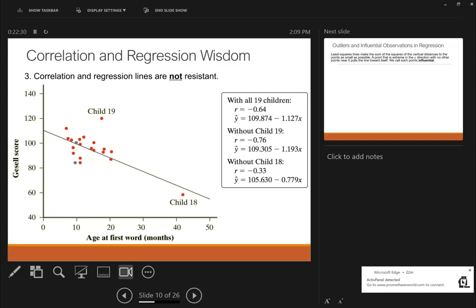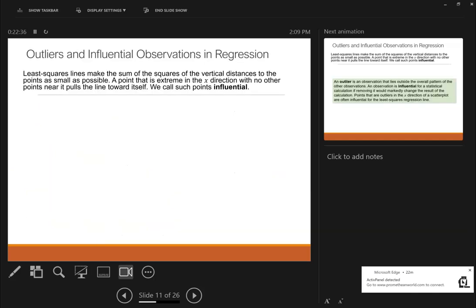Doing it that way, the technique is called the least squares line. When your calculator does the LinReg command, that's kind of what it's doing, but it doesn't really do it that way. That's the result, though: you get that kind of a line. So when we say least squares line, that's what I mean. Make the sum of the squares of the vertical distances to the points as small as possible.